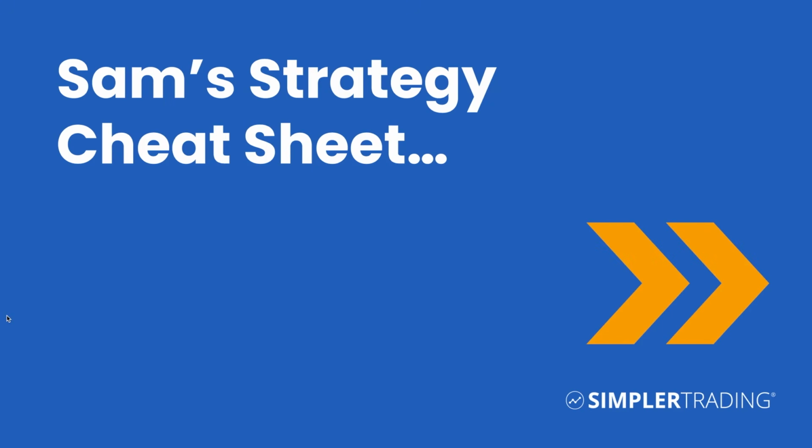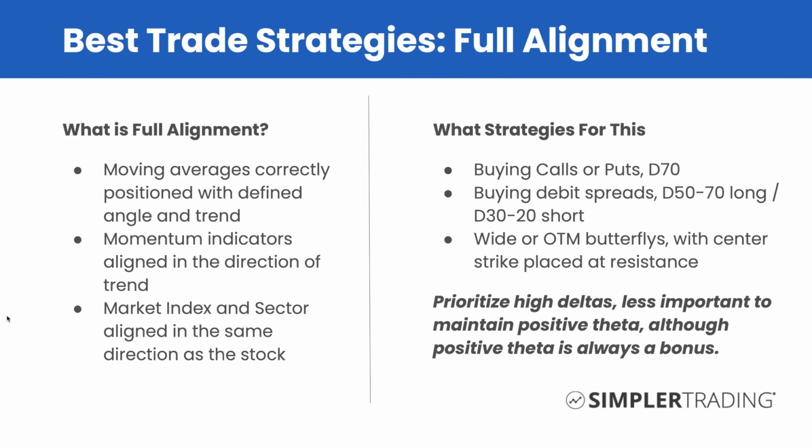So this is my strategy cheat sheet. So the best trade strategies have full alignment. What is full alignment? Full alignment means that the moving averages are correctly positioned with defined angle and trend. We looked at an example of that in the earlier slides when the QQQ, when you had your fastest moving average on top of your slowest, as well as they were angled upwards to indicate an uptrend.